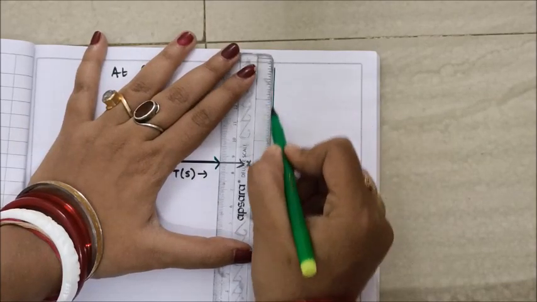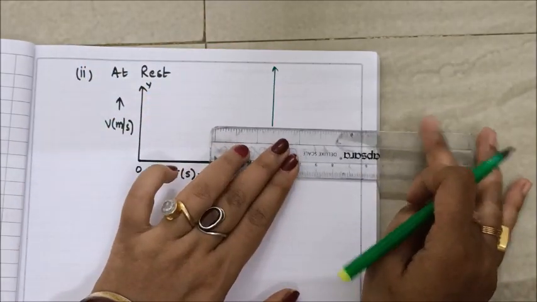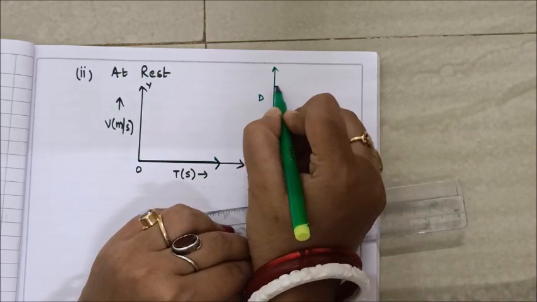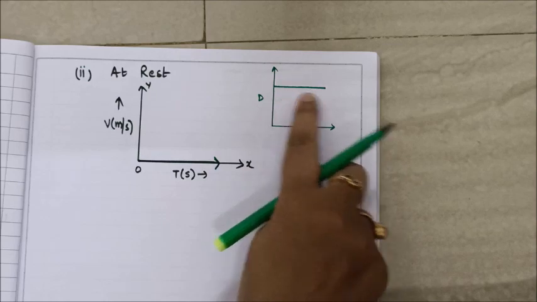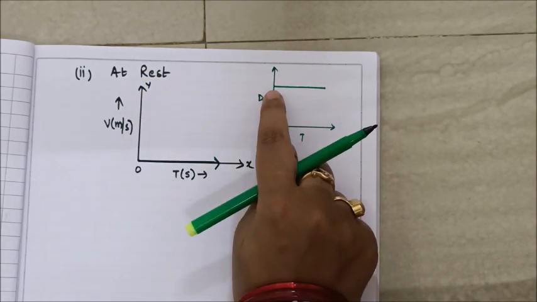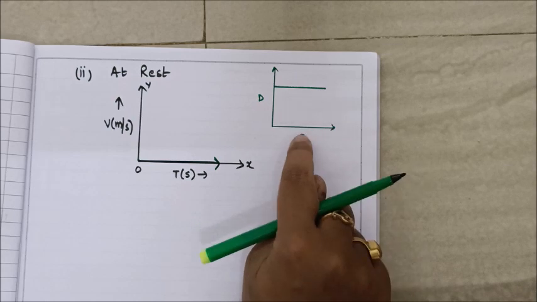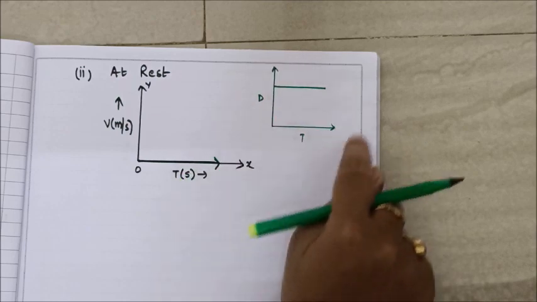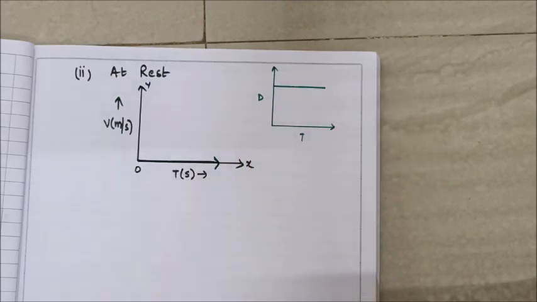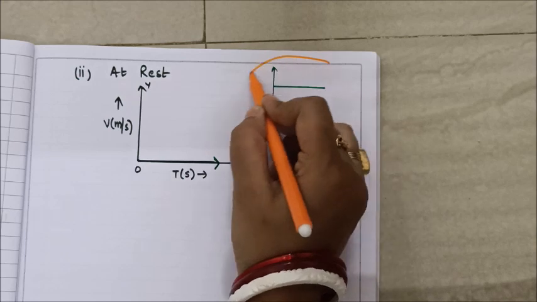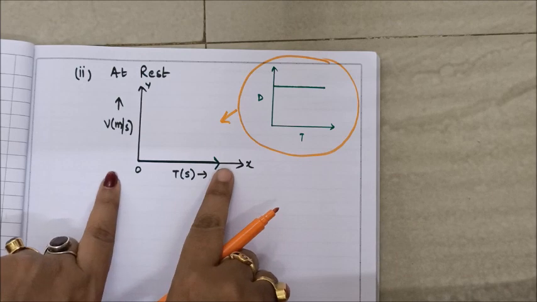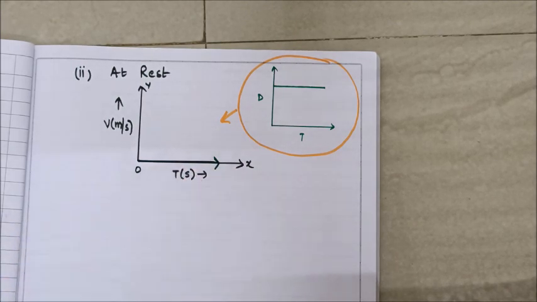If I make you recall, in a DT graph this same case is drawn like this. In a DT graph, this is the case when an object is at rest, having the same distance at every interval of time. Whereas when this is plotted in a VT graph, it becomes a line overlapping the time axis, or we can say an overlapping line on the x-axis.